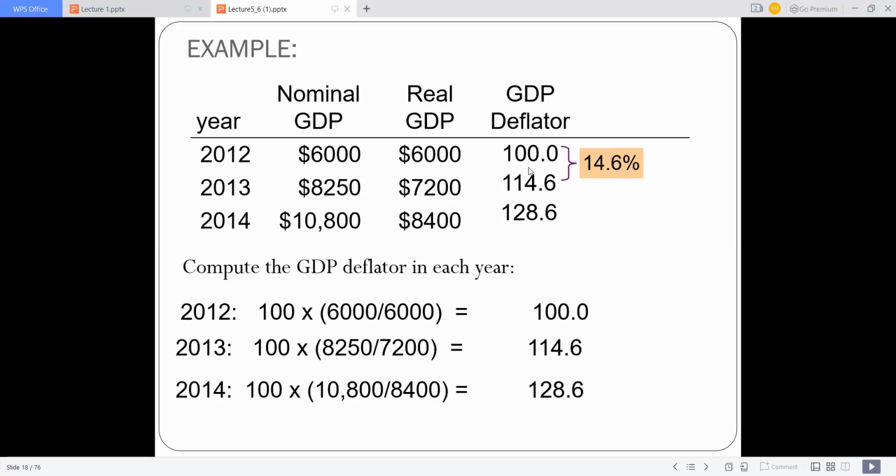We are going to use the current GDP deflator minus the previous GDP deflator all over the previous GDP deflator times 100. So 114.6 minus 100 all over 100 times 100. Very straightforward. If you want to compute the inflation rate for 2014, the same approach: 128.6 minus 114.6, which is the previous year, 2013, all over 114.6 times 100. Is it difficult?